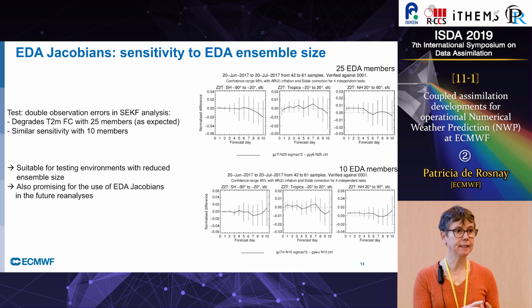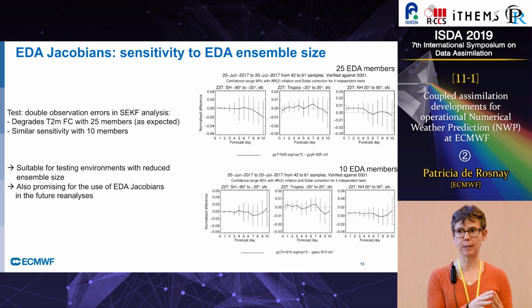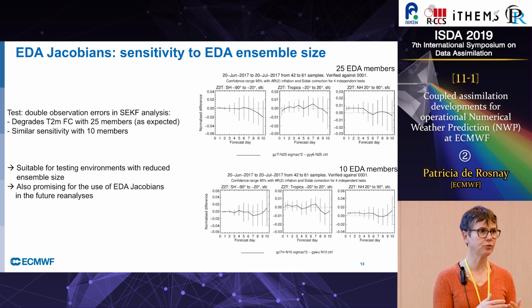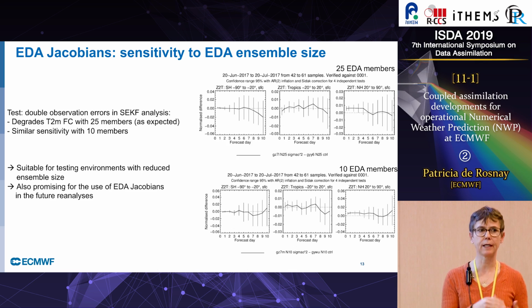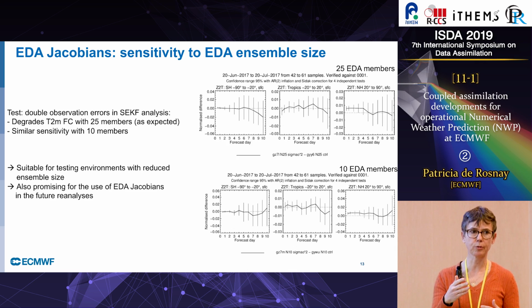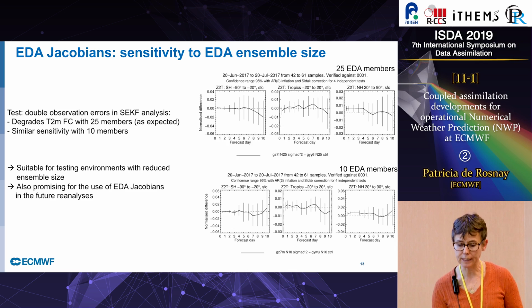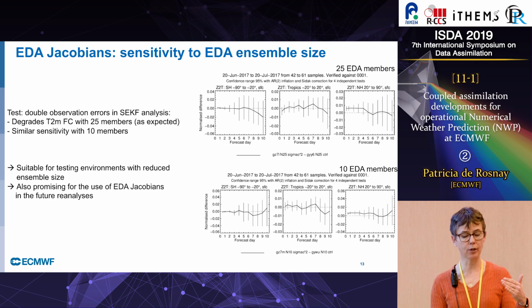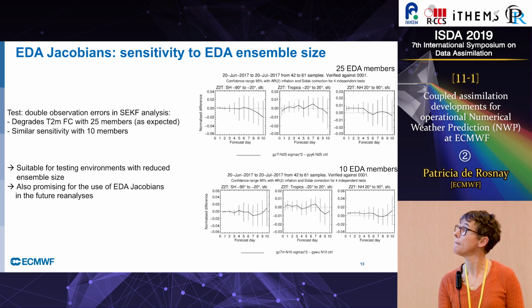We are using the EDA to compute the Jacobians, a 50-member EDA, because in the next upgrade the EDA, as Elias mentioned, will be based on 50 members. And we tested the computation of the Jacobians with 25 members and 10 members. Here we made a sensitivity test where we double the observation error in the land surface analysis, so that we have a degradation, an increase of the forecast error, when we double the observation error in the 50-member, 25-member on the top here.